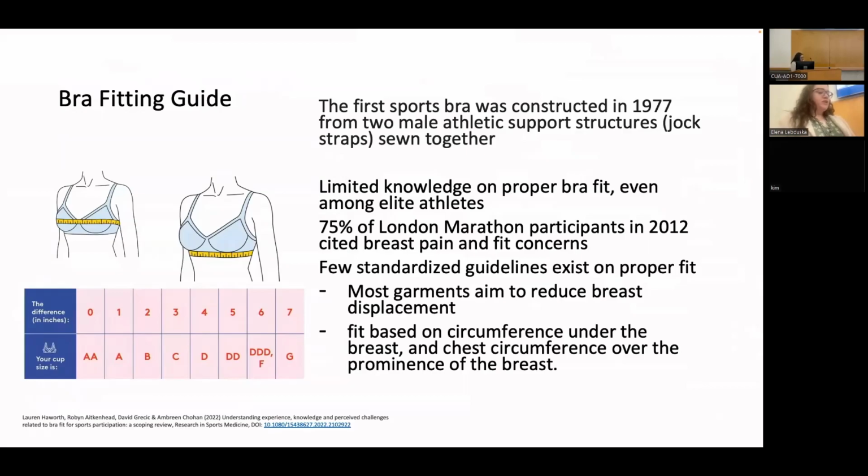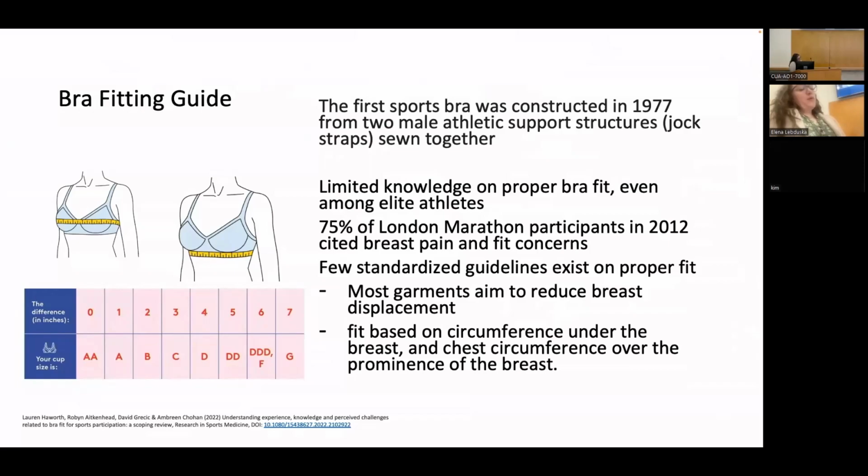The typical bra size is measured using the chest circumference across the base of each breast and the circumference of the breast prominence. The difference of these 2 measurements is used to determine the cup size. Sports bras did not come into existence until the 1970s after the adaptation of Title IX and the inclusion of more women in athletics. The first sports bra was actually created from having 2 male jock straps sewn together.